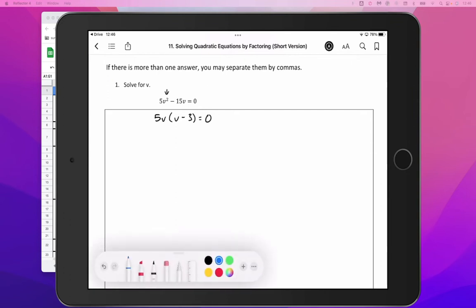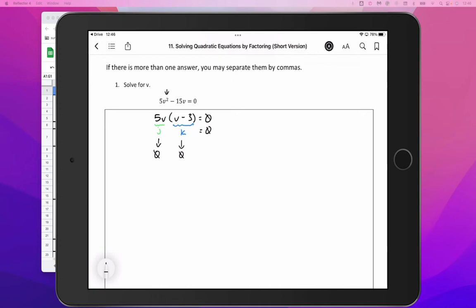Now, my description a little bit ago would be that the 5v is the j, and the v minus 3 is the k. And if we remember, if I have j multiplied by k equals 0, either j has to be 0 or k has to be 0, or both of them could be 0. And so the process for solving a quadratic is going to be to figure out, gee, how could I turn j into a 0? And how could I turn k into a 0?